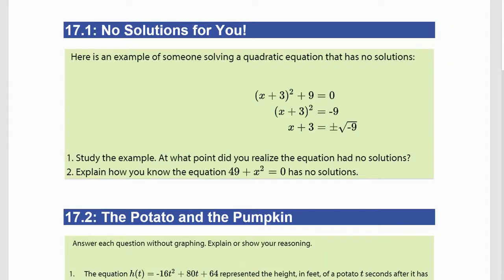All right, so Algebra 1, Unit 7, Lesson 16, applying the quadratic formula.